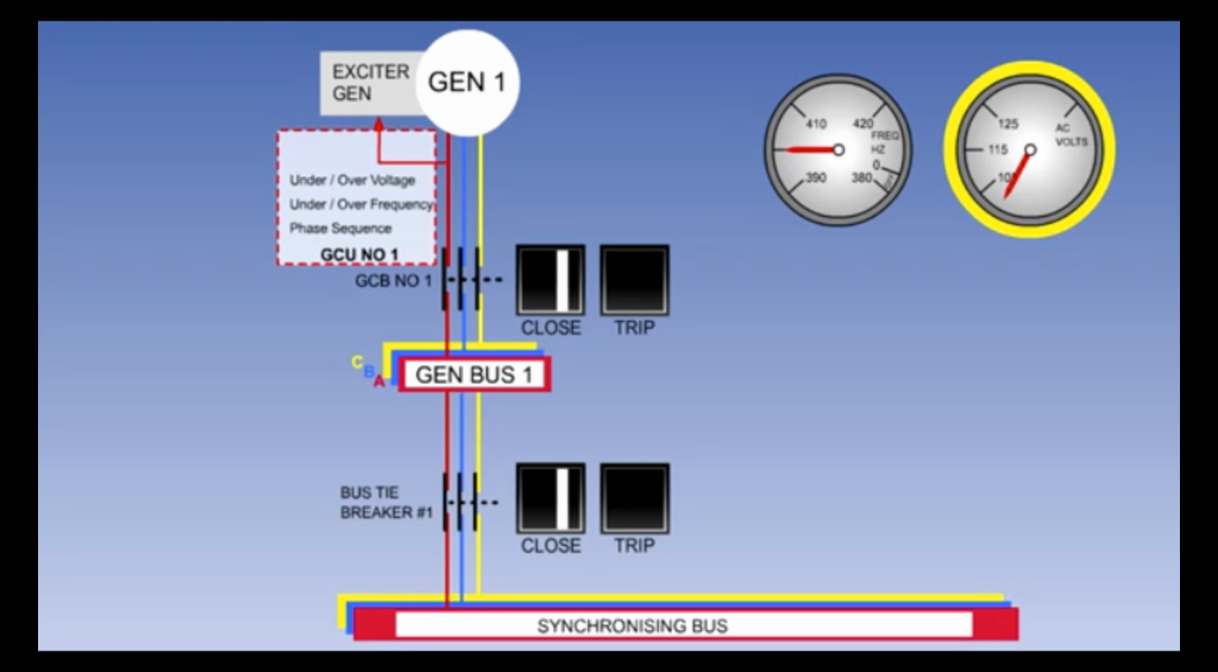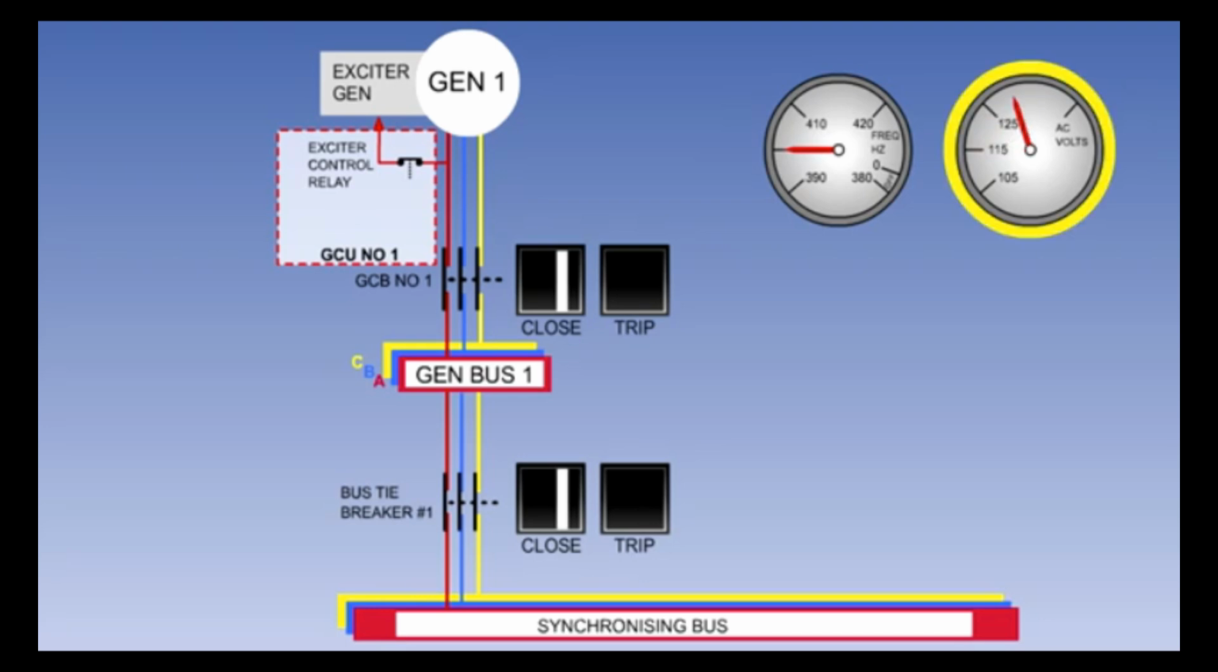In the event that the generator has an under voltage fault, or an under or over frequency fault, the GCU will open the GCB, disconnecting the generator from the bus bar. The GCU also contains a relay, known as the Exciter Control Relay, Generator Control Relay, or Generator Field Relay. This relay controls the exciter field current supply to the generator field.